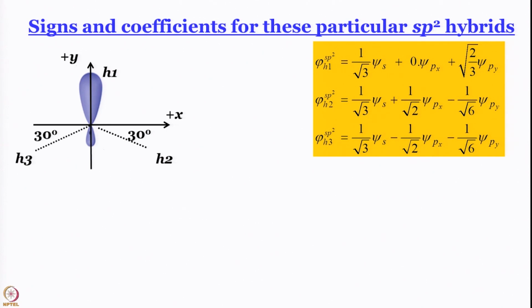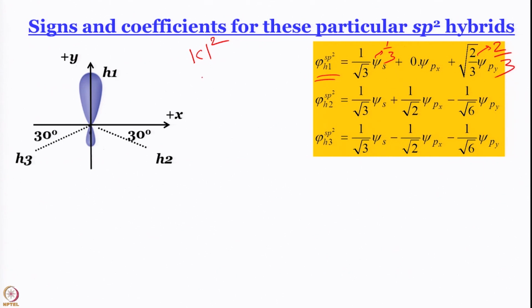Now we come back to that question. The first one, is it sp2 or is it sp? Well, to answer the question, we need to remember that the mod square of any coefficient gives us the contribution. So, in the first orbital, contribution of psi s is 1/3, or you can write 0.33 if you want. I like 1/3 better. Contribution of py is square of root 2 by 3, well 2/3.